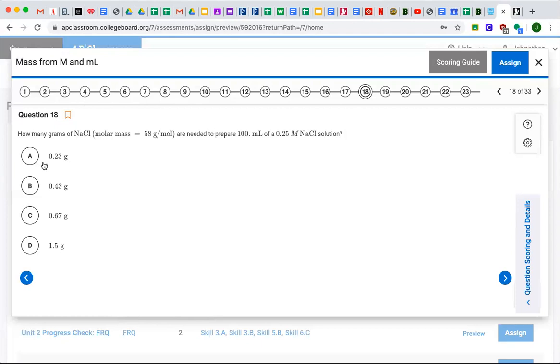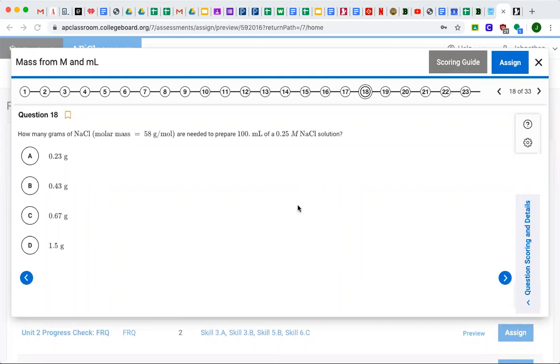And then we'll of course have time to review, because I want everybody to get a really high score on this test. Okay, so how many grams of sodium chloride, molar mass is 58 grams per mole, are needed to prepare 100 milliliters of a 0.25 molar sodium chloride solution? Okay, so 100 milliliters, 0.25 molar, there's your molar mass. Go ahead and give this a shot. Take a minute or so.